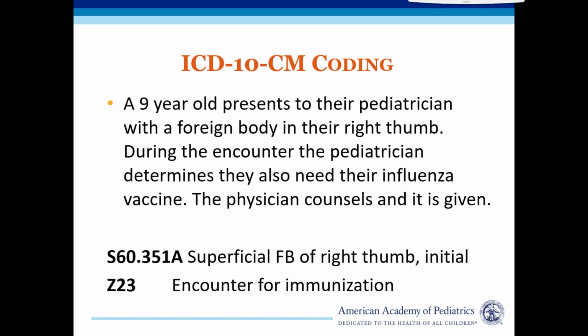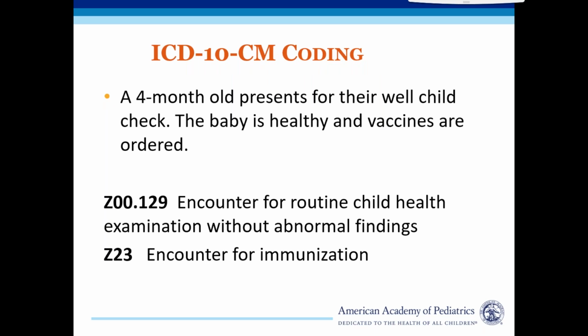So let's look at our ICD-10 coding. A 9-year-old presents to their pediatrician with a foreign body in their right thumb. During the encounter, the pediatrician determines they also need their flu vaccine. The physician counsels, and the vaccine is given. So our primary code is going to be for the reason they came in, the superficial foreign body, but we're also going to use our Z23 to note the patient also had an encounter for immunizations. Now, while the CPT code will also tell us that, they do want to see that ICD-10 code linked to the CPT codes for the product and/or administration.